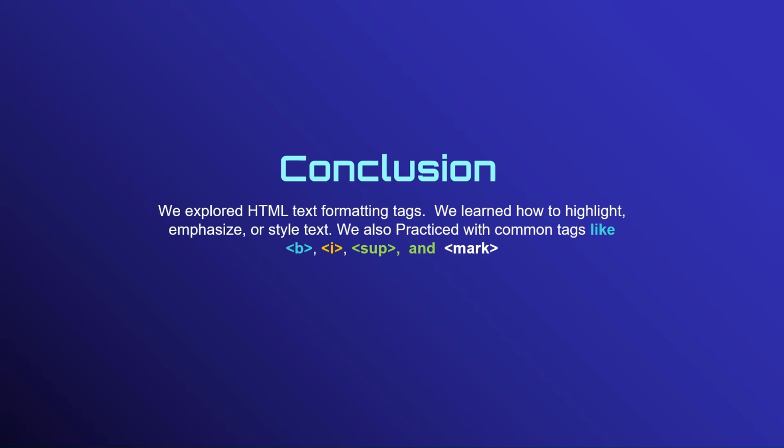We learned how to highlight, emphasize, or style texts. We also practiced with common tags like the bold, the italic, the subscripts, the superscripts, and the mark. So these are the HTML tags, and there are some others that we could not cover here. So I will refer you to resources out there to research more about HTML formatting tags or formatting elements. So this is where we'll wrap up for today, and I will see you in the next one.